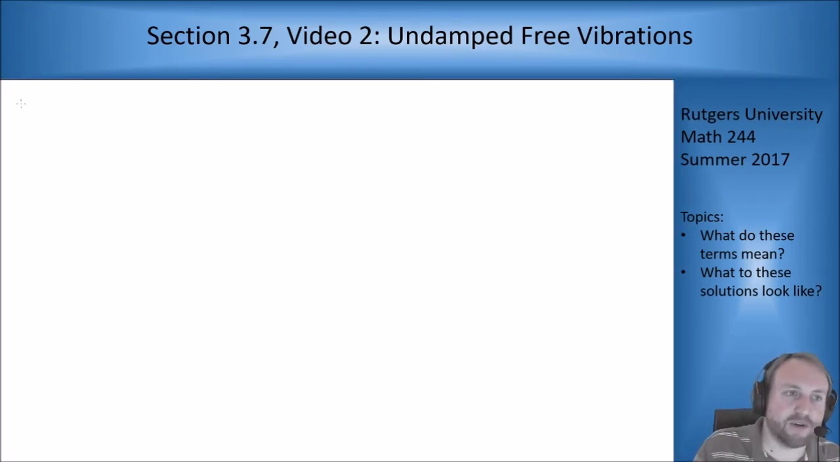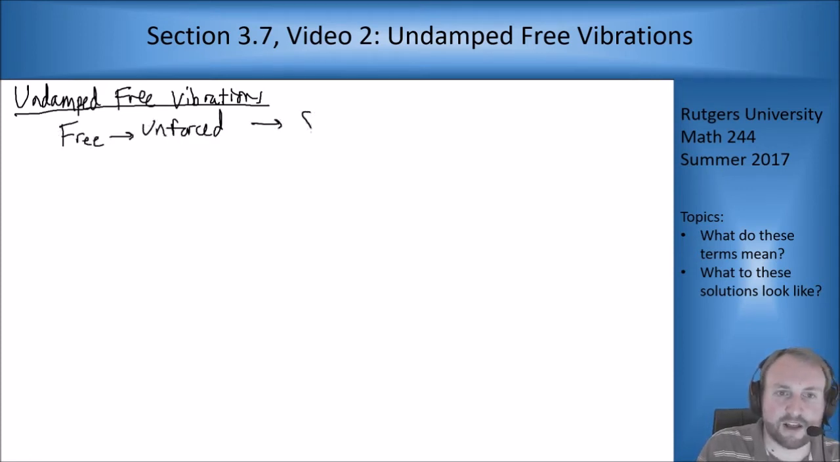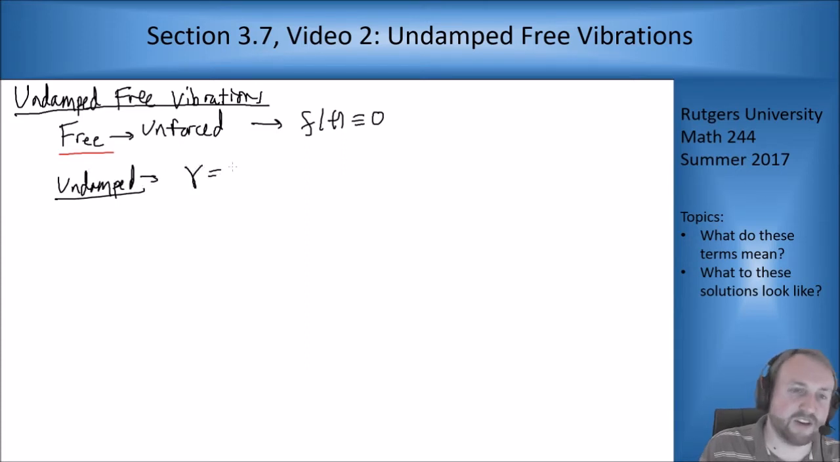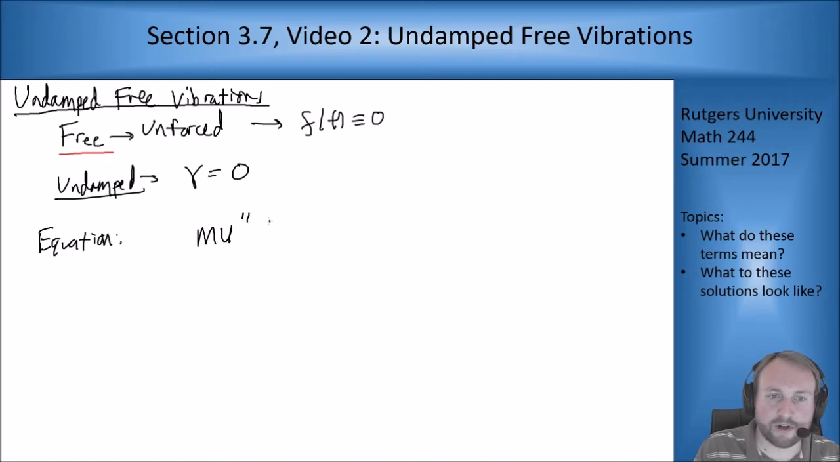So in this video, we're talking about what are called undamped free vibrations. These two terms make our equation simpler to deal with for the first case. By a free vibration, I mean it's unforced, which means our little f of t term is 0. By undamped, I mean that my gamma, my damping coefficient, is 0. If I plug in these two things, my equation becomes really simple: m u double prime plus k u equals 0.